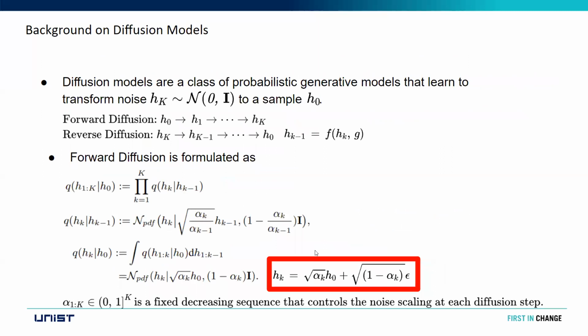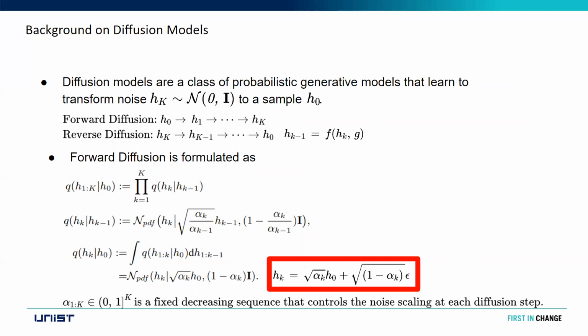So first of all, some background on diffusion models. Diffusion models are a class of probabilistic generative models that learn to transform noise to a sample. In forward diffusion, we sequentially add a little bit of noise to the pose and make it a noisy pose. And in reverse diffusion, we take this noisy pose and try to denoise it using a diffusion model.